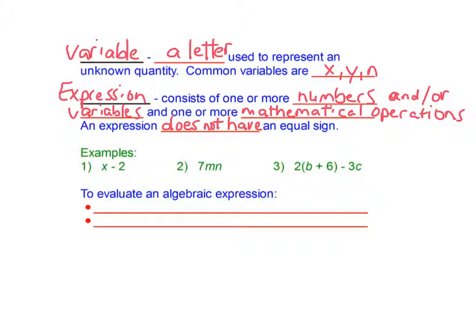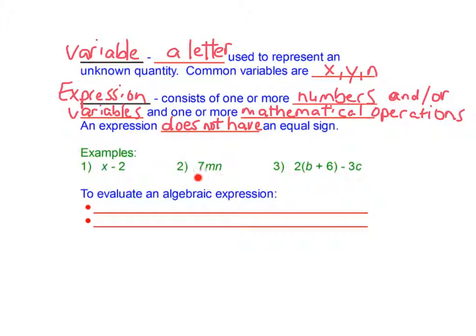All right, an expression. An expression consists of one or more numbers and or variables and one or more mathematical operations. An expression does not have an equal sign. Examples of an expression: 1, x minus 2. You have a variable, a math operation, a subtraction sign, and a number.